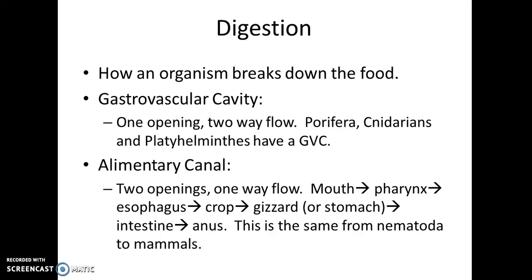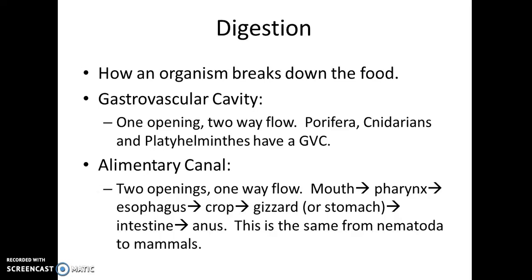The alimentary canal has two openings with one-way flow. You have a mouth, a pharynx, which moistens the food and moves it along, goes to the esophagus, which moves it to a crop and gizzard. Now the crop stores, the gizzard grinds. Now in us, we don't have a crop and a gizzard because they're combined. Our stomach is both a crop and a gizzard together. It stores as well as grinds the food.